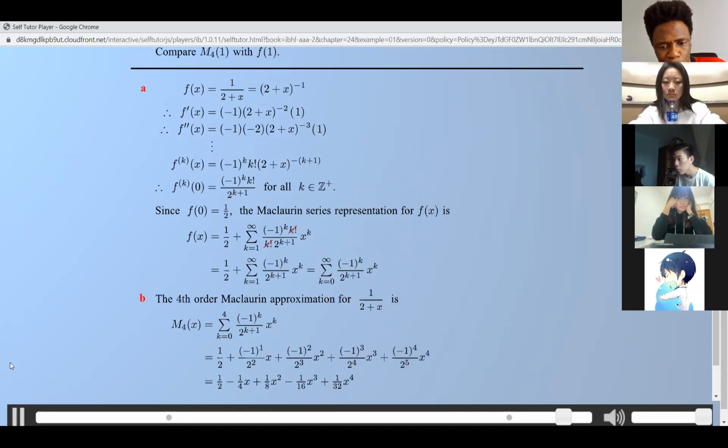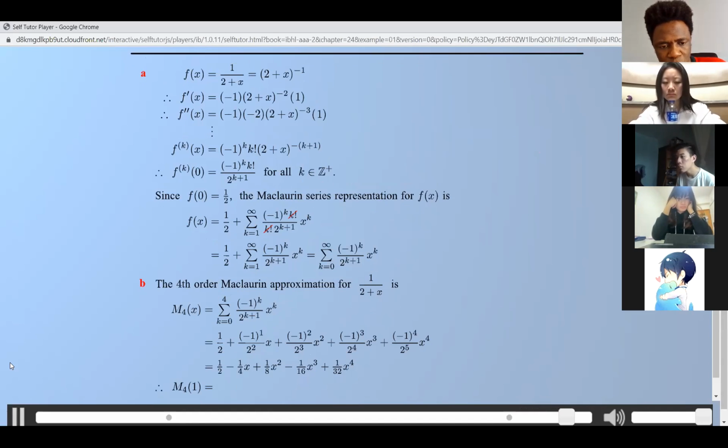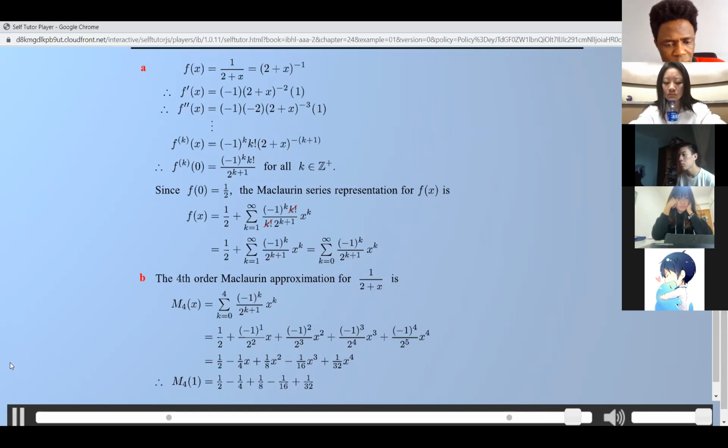We substitute x equals 1 to find the 4th order Maclaurin polynomial for f of 1. We find it is 11 over 32. By comparison, f of 1 is 1/3, which can be written as 11 over 33.